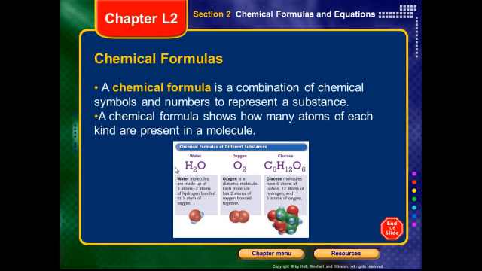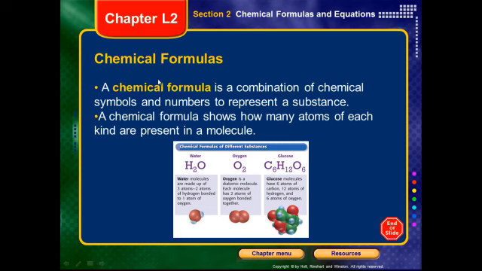Also, the chemical formulas tell us the number of atoms that make the substance. For example, look here, H2O, which means it's made up of 2 hydrogen atoms and 1 oxygen atom. Oxygen molecule is made up of 2 oxygen atoms. Glucose, C6H12O6, means it's made up of 6 atoms of carbon, 12 atoms of hydrogen, and 6 atoms of oxygen.